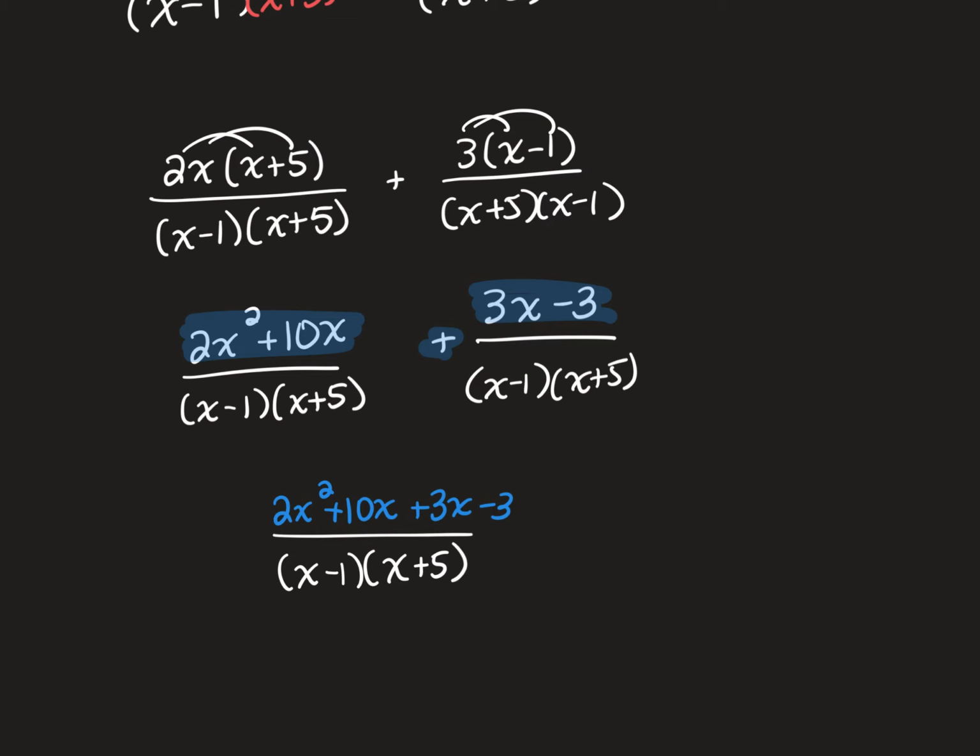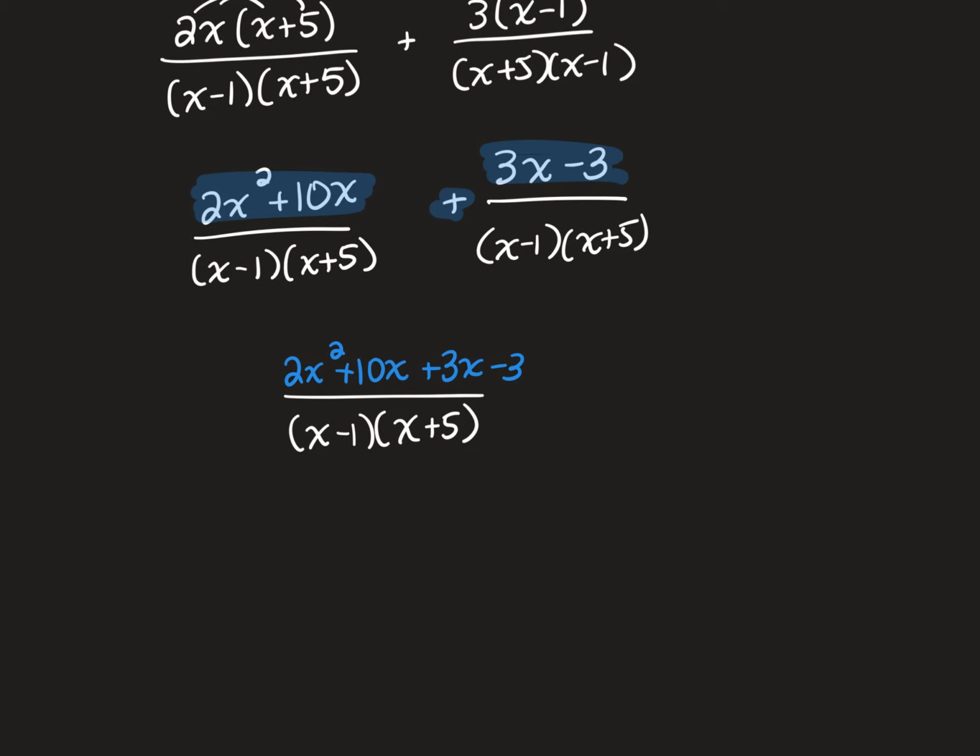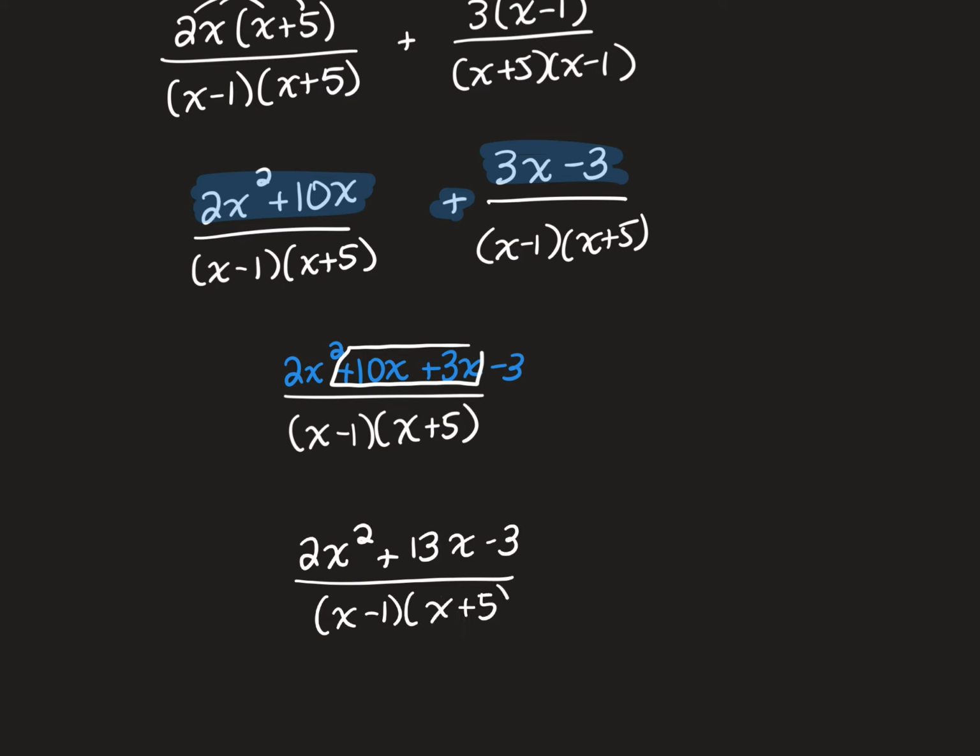And then there's just the last step here, which is to add any like terms in your numerator. So my numerator would be 2x squared, and then I can add the 10x and 3x together to get 13x, minus 3, all over my common denominator of (x minus 1) times (x plus 5).